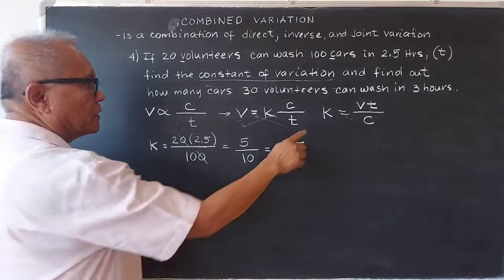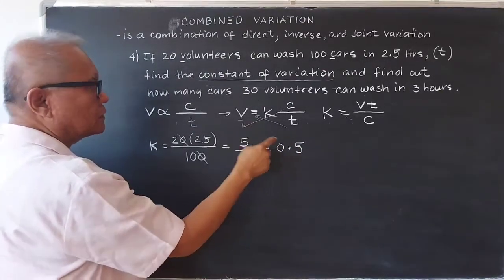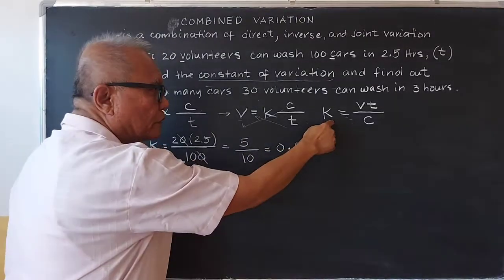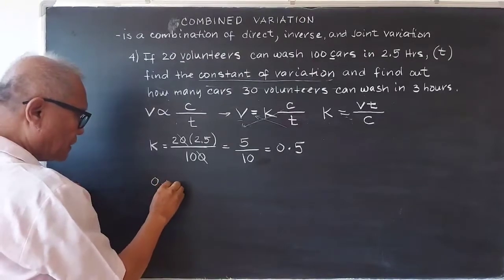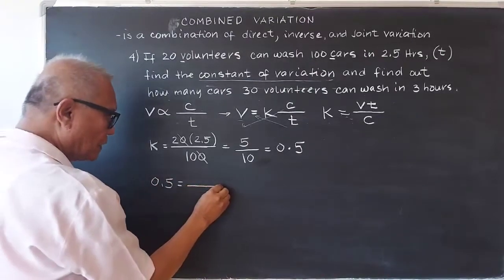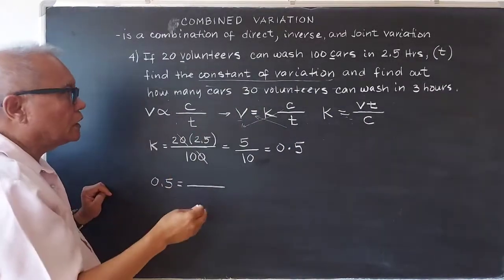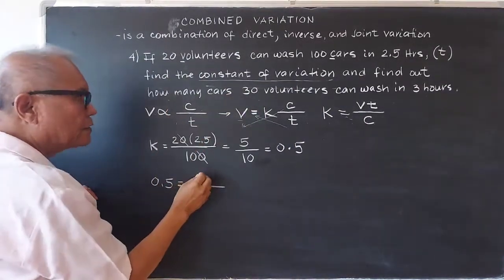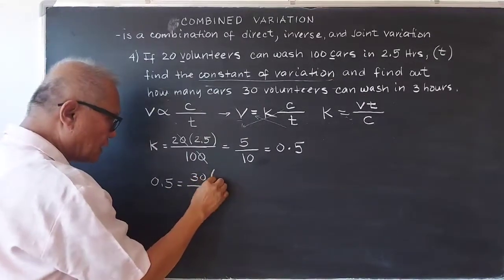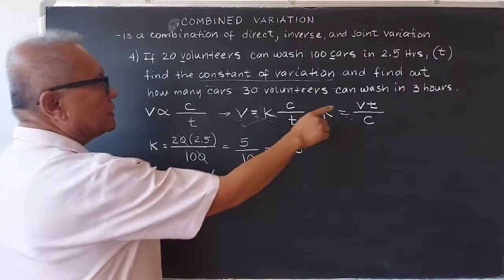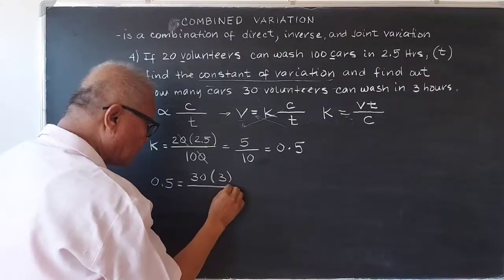So you can use that one or you can use this one. So let us use this one, this equation formula. K is 0.5. So here we have 0.5. V. Volunteers now is only 30. Greater than 20 is 30. So we have 30 here for the volunteers. Okay. Times the time. In 3 hours. So we have here 3 hours.